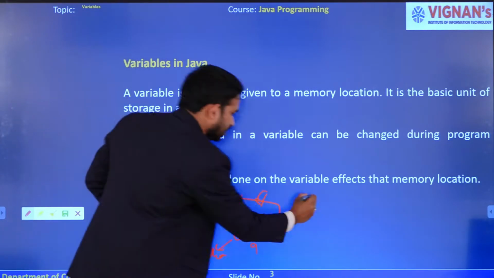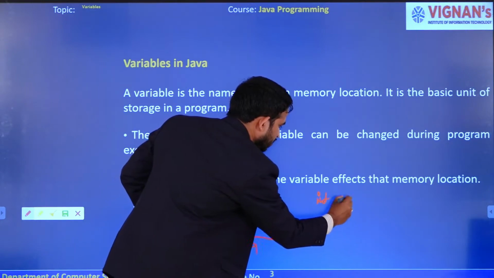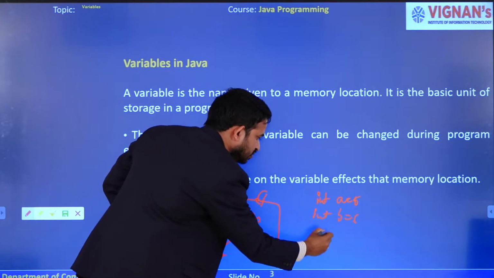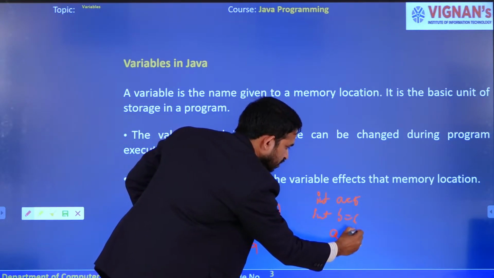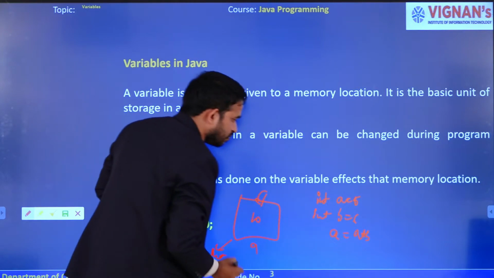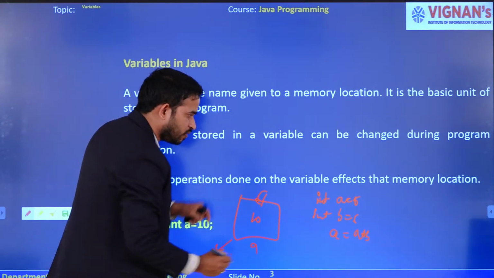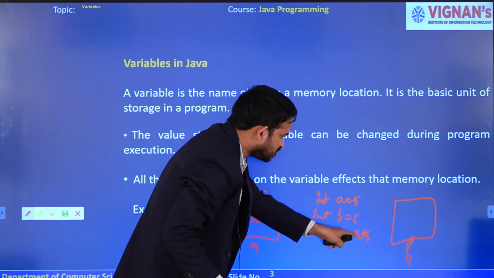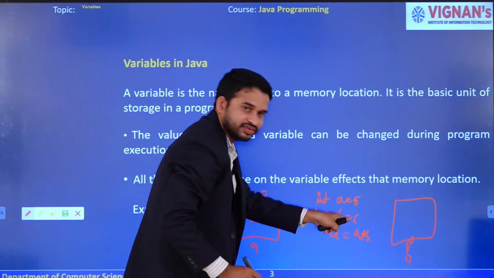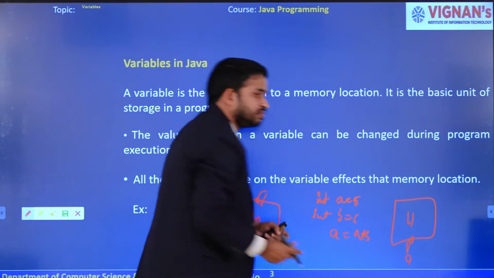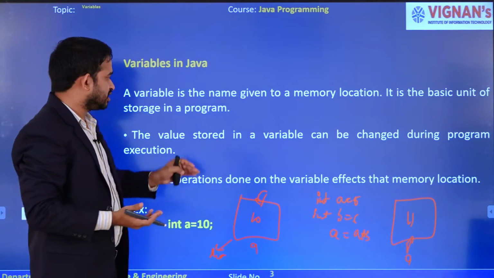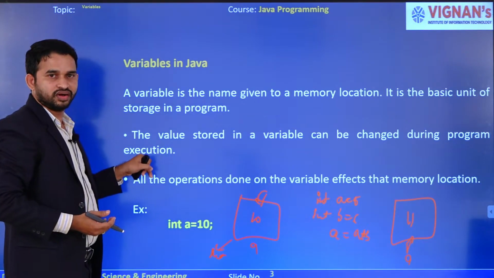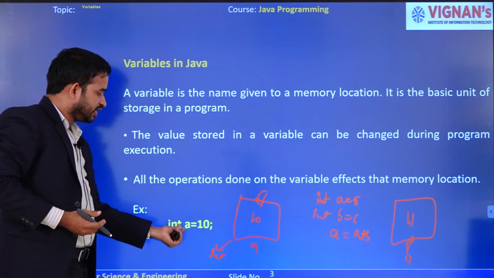Because, for example, I take int a equal to 5, int b equal to 6, and evaluate a equal to a plus b. Previously a contained 10. Now, in a plus b, what is the value of a? 5. What is the value of b? 6. 5 plus 6 is 11. So dynamically it may change. That is the reason the value stored in a variable can be changed during program execution. A simple example for a variable is int a equal to 10.